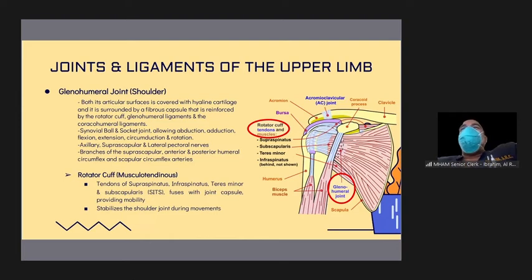For the rotator cuff muscle, I told you a while ago that the rotator cuff is involved in the reinforcement of the capsule. So what is this rotator cuff? We also call this the musculotendinous cuff. We use the mnemonic SITS: the tendons of the supraspinatus, infraspinatus, teres minor, and the subscapularis muscles. This fuses to the joint capsule and provides mobility and stability, and also keeps the head of the humerus in the glenoid fossa during movement, thus stabilizing the shoulder joint. Next slide, please.